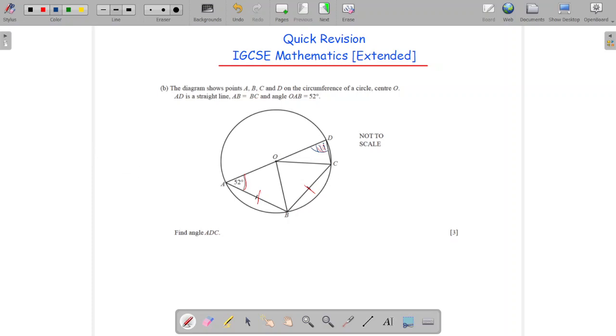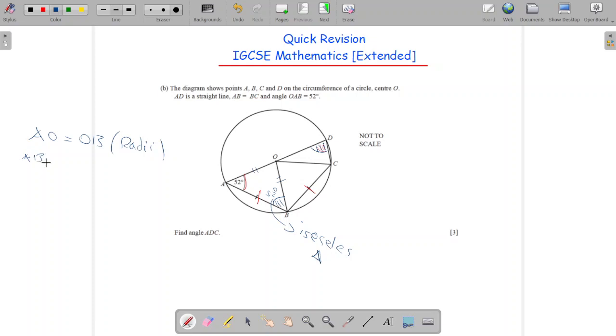We will say that AO, for example, is equal to OB, because they are representing radii. So this side is equal to this side. It means that we are looking at an isosceles triangle. This angle that you see here is going to be equal to 52 degrees as well.